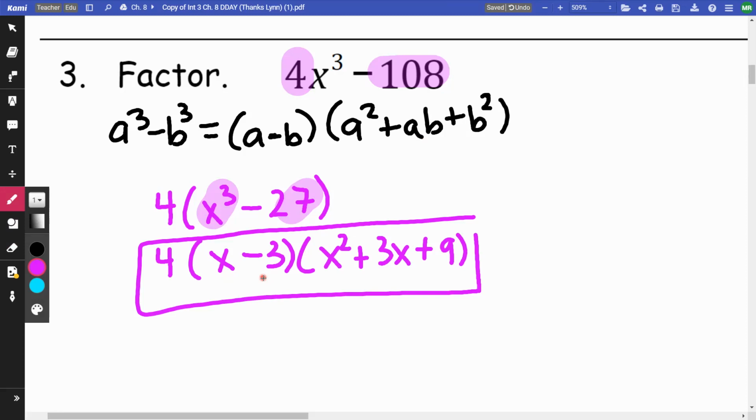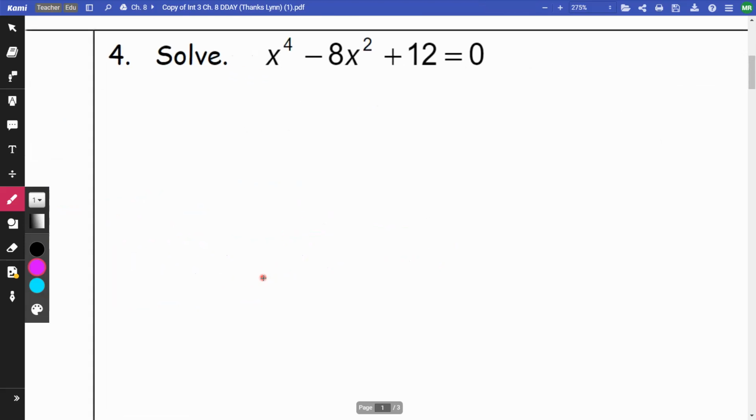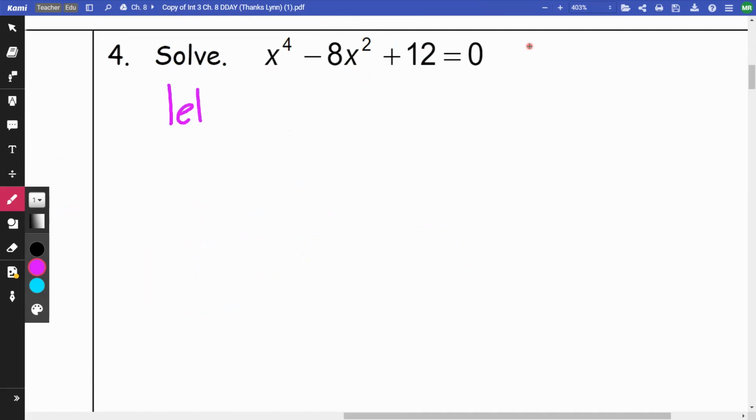On number 4, this is one that you want to recognize as quadratic in nature. I have a trinomial where I have this being a constant. I have this x squared, and if I square an x squared, I get an x to the 4th. So I'm going to write it as a let u, and then I'm going to undo that. I usually don't write it that way myself personally, but I'm just going to do it for a second.